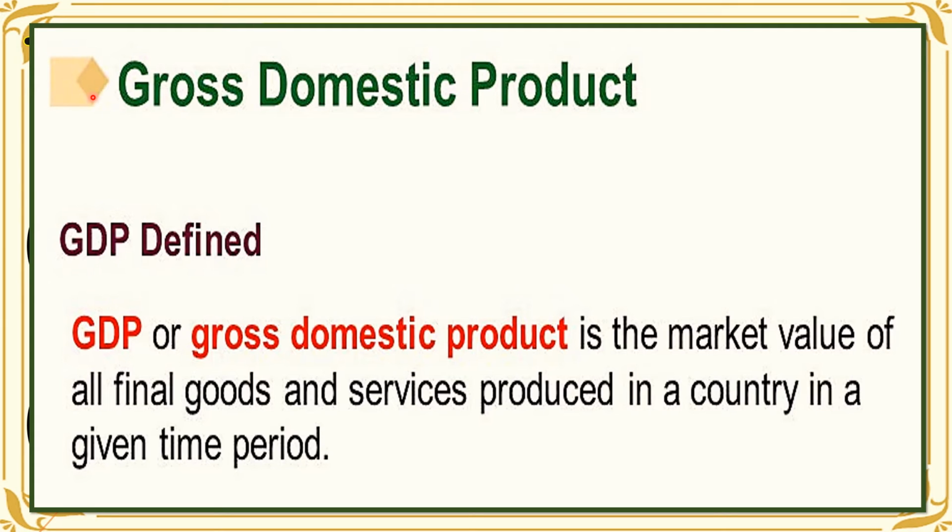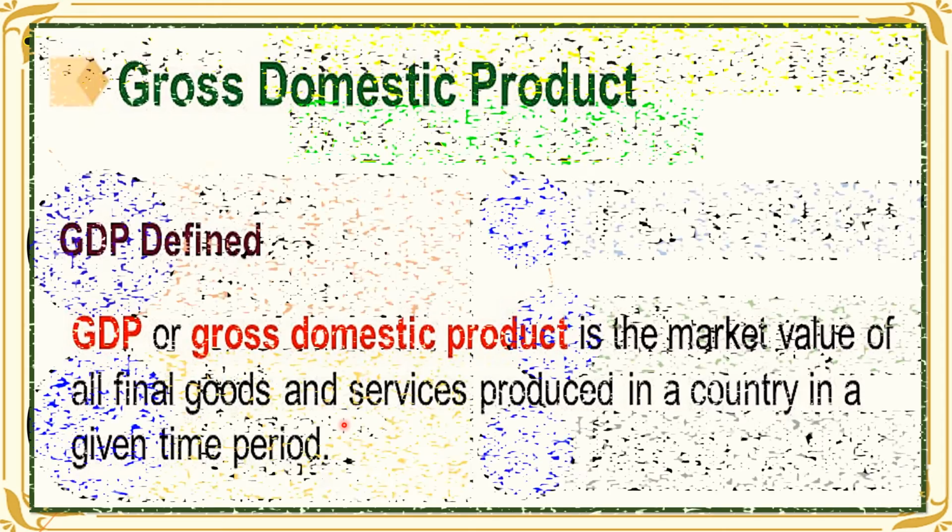Now let's discuss these five words one by one. When you say gross domestic product or GDP, it is the market value of all final goods and services produced in a country in a given time period.